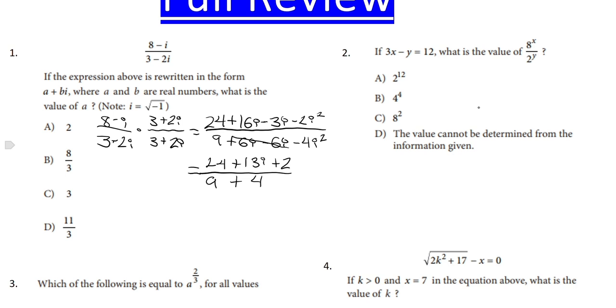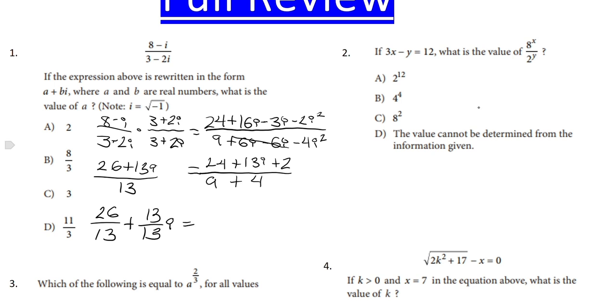This is going to be equal to, we're going to combine the like terms on top. 24 plus 2 is 26, plus 13i over 9 plus 4 is 13. The next step is we have to separate our fraction. We're going to put 26 over 13 and 13i over 13. So we'll have 26 over 13 plus 13i over 13. And then the last step is to simplify both of these fractions.